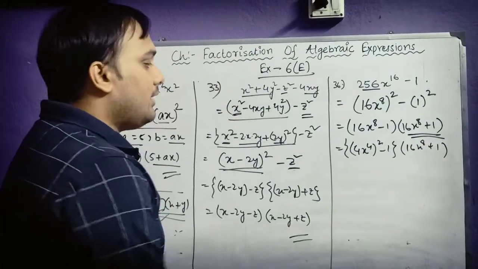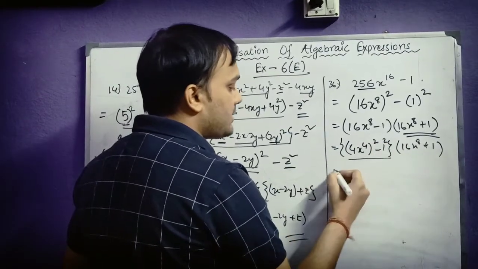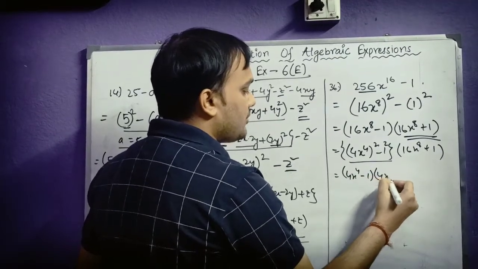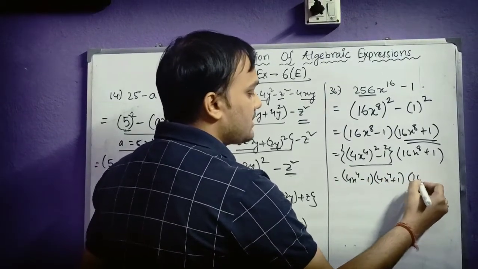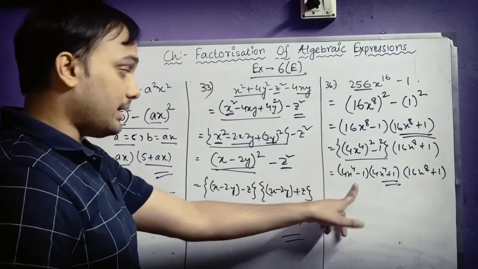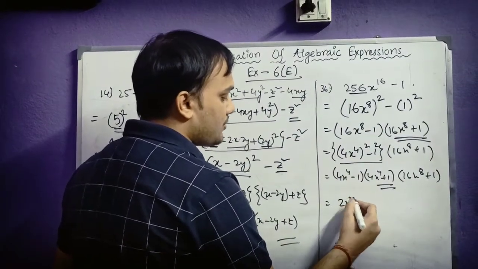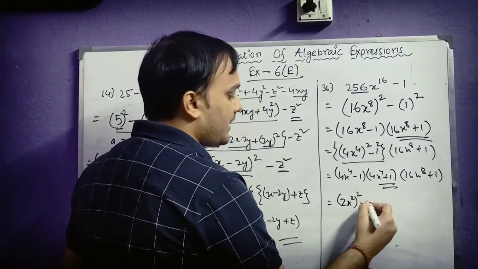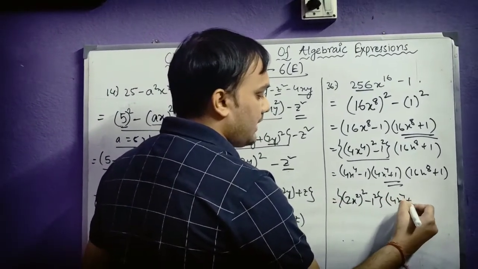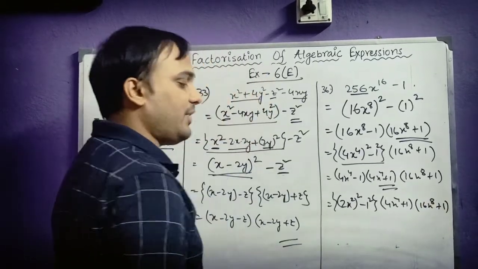Okay. So if I apply the formula, I can write again 1 square. So if I apply a square minus b square, it will be 4x to the power 4 minus 1 into 4x to the power 4 plus 1 into 16x to the power 8 plus 1. Again I cannot reduce this any further, but this again I can reduce as 4x to the power 4, I can write it as 2x square whole square minus 1 I can write as 1 square, and the last we will write here as like this only. This will not be changed because this cannot be factorized.